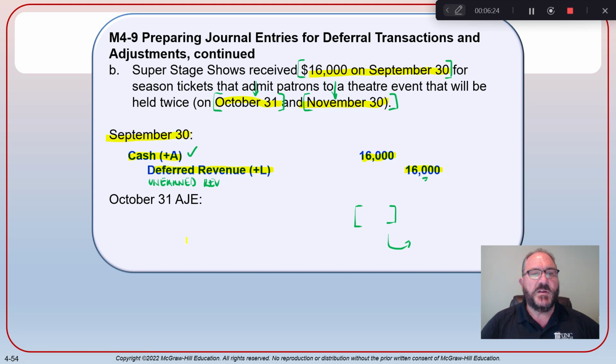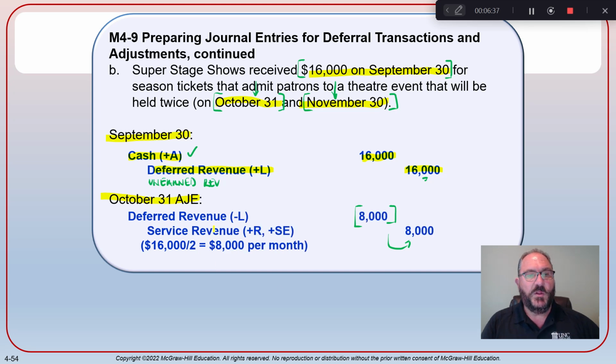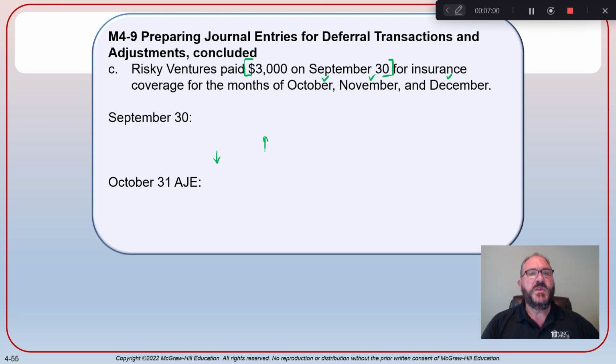Now they want to know what happens on October 31st. Okay? So what we're going to do here is we're going to wind up splitting that money, $8,000 for October 31st and $8,000 for November. So we're going to lower that deferred revenue, and now it's going to be earned revenue, service revenue of $8,000. So you see, we're taking this deferred revenue here, we're lowering that. Now that it's got $8,000 left, and what's going to happen? The other $8,000 is going to go from deferred to earned revenue after November.